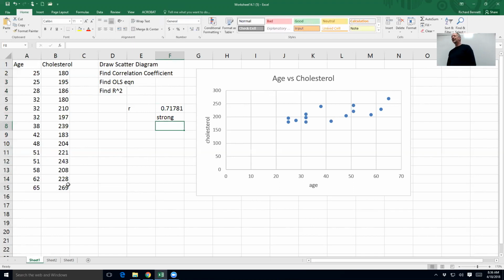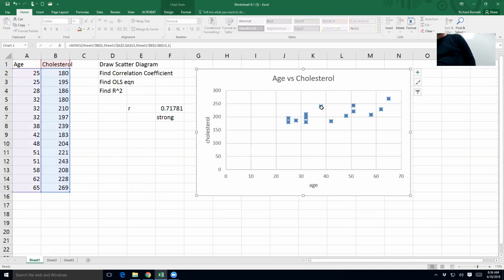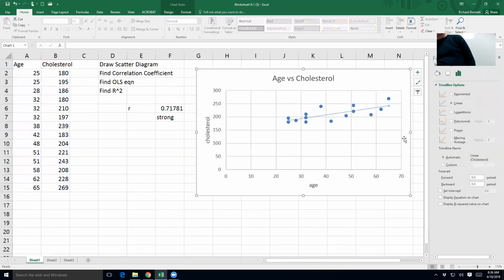How do you find the ordinary least squares equation? You go to the plus sign on the graph. Okay. And then you go to trend line. Trend line. I didn't know you could go that way. And then I think you hit the arrow next to it. And then more options. Okay. That's a new method. I never taught you that way, but that just works.